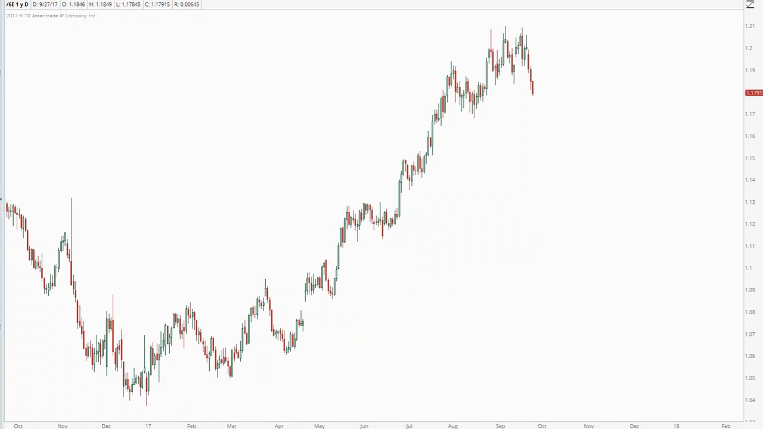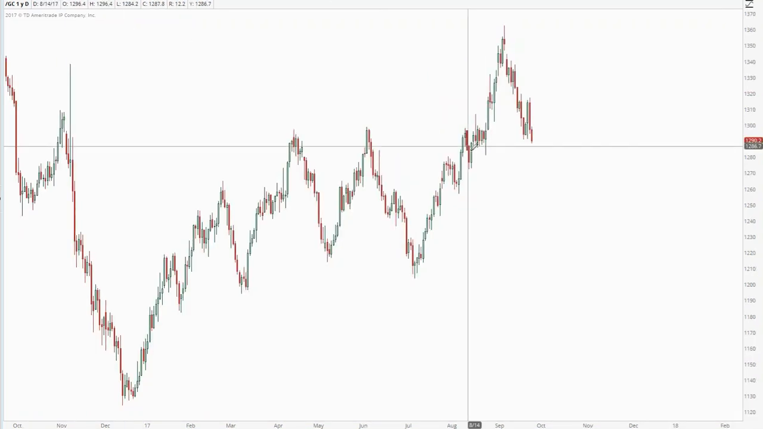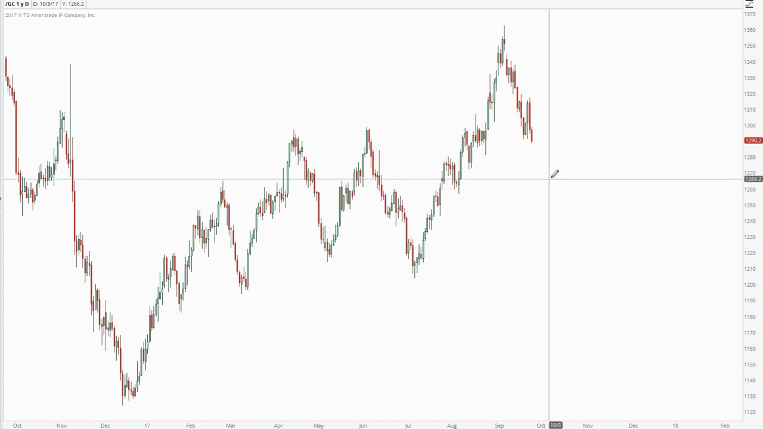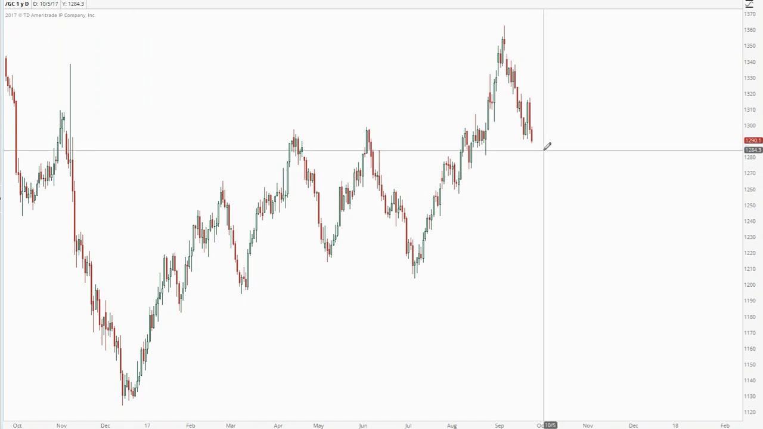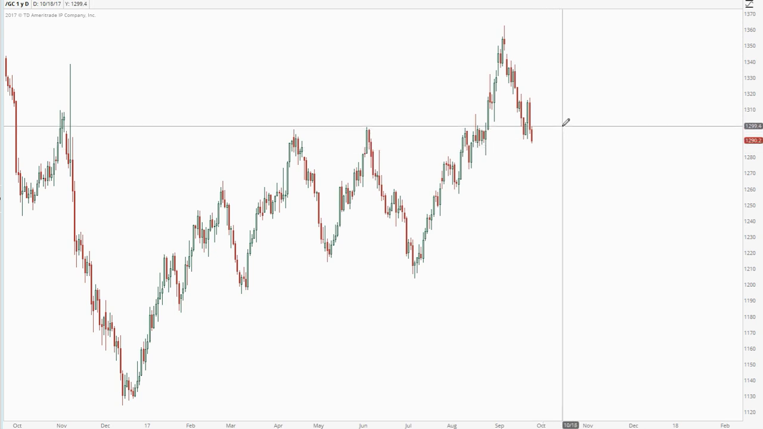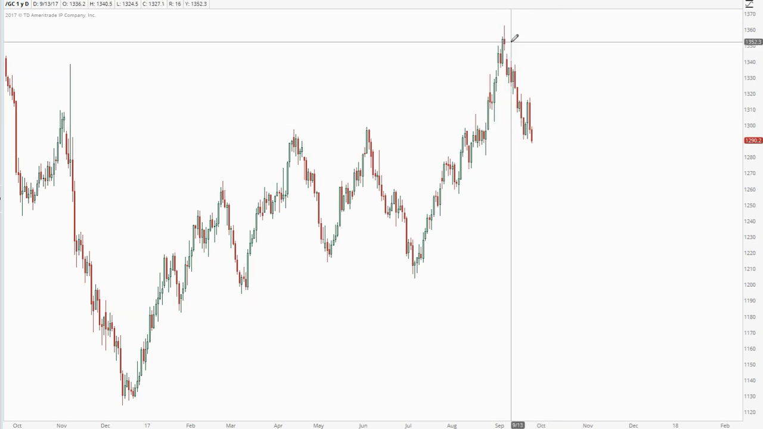All right, so let's get rid of that. And now here's the gold chart, and I tried to warn people that this was a strong possibility because of the way the currencies were setting up. Most of the perma bulls, of course, didn't listen to me, and now they're paying the price.